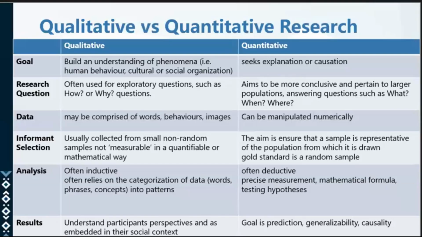When we talk about inductive, it often relies on the categorization of data. So after collecting your data, you categorize it depending on the things that come up, while quantitative research has precise measurements, mathematical formulas, and also formulas to test hypotheses. With regard to the results, you understand the participants' perspective as embedded in their social context, while in quantitative research, the goal is prediction, generalization, and causality.